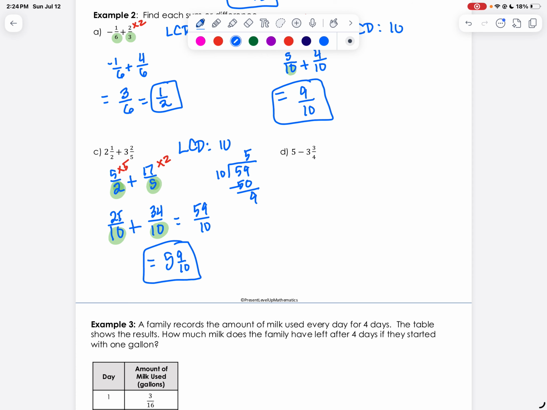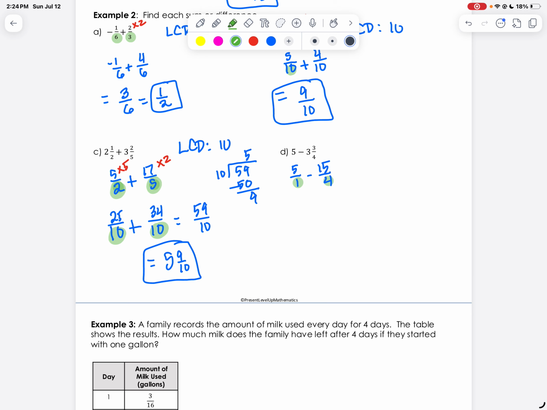All right, problem D. We have 5 minus 3 and 3/4. So I need to write the 5 as a fraction, 5/1, and I need to turn this mixed number into an improper fraction. So 4 times 3 is 12, plus 3 is 15/4.